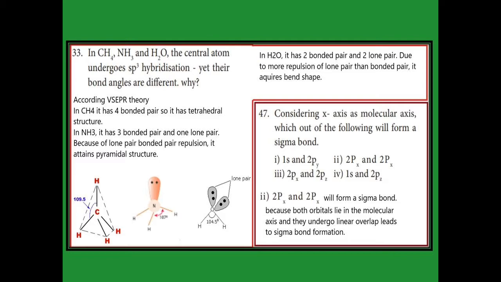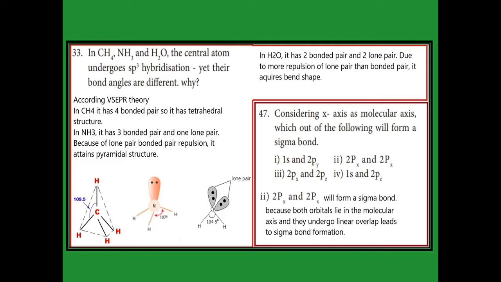The next question is question 47. In that question, they referred to the x-axis as the molecular axis. Then they asked which combination will form the sigma bond. The first combination is 1s orbital and 2py orbital. Here they consider only the x-axis as the molecular axis, so the y orbital never forms a sigma bond with the s orbital.